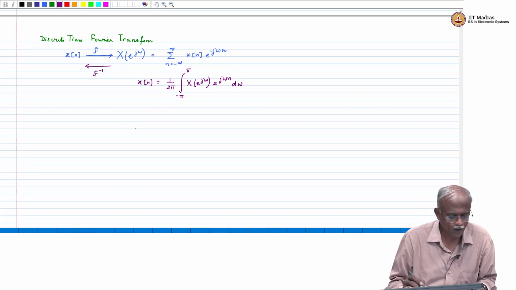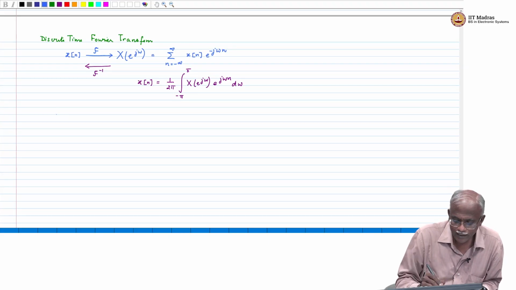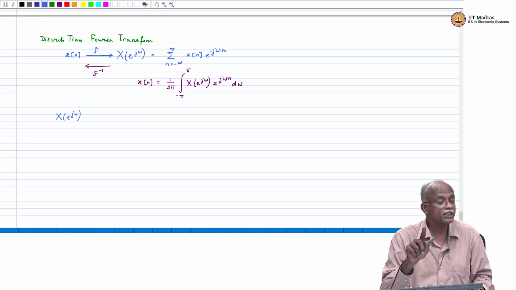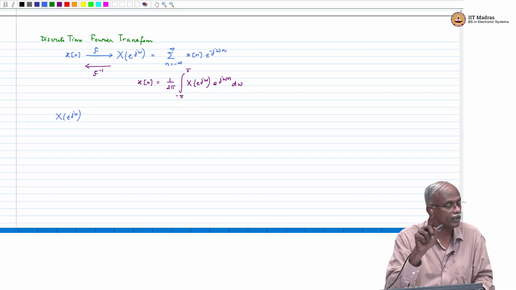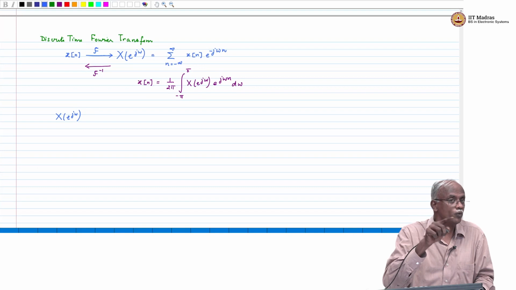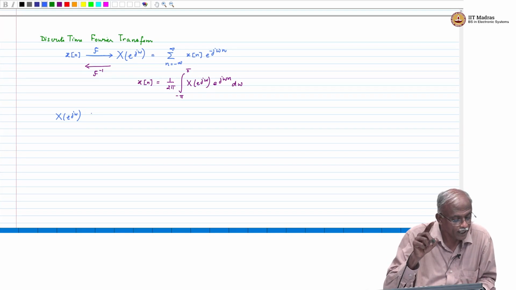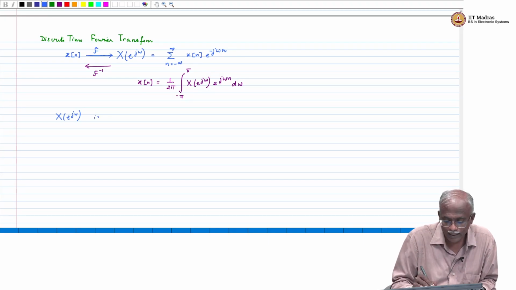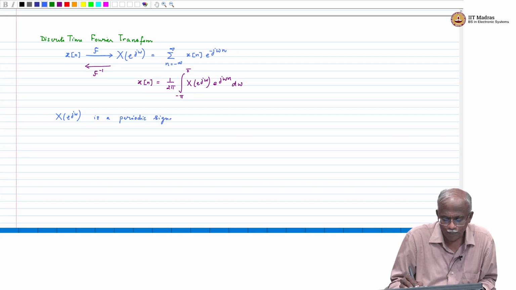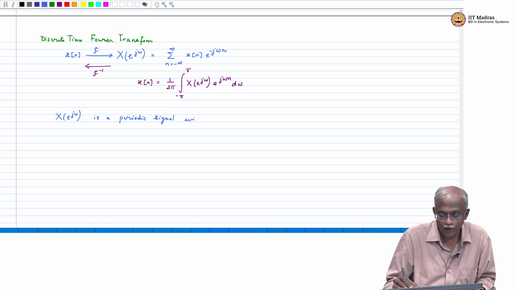Let me explain what I mean by that. X e to the j omega. What is it a function of? It's a function of omega. And omega, we know from discrete time, is always periodic with period equal to 2 pi. So, this is a periodic signal, correct? A periodic signal with period equal to 2 pi.